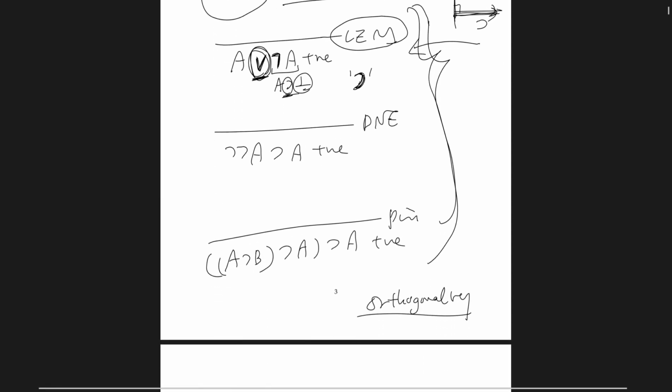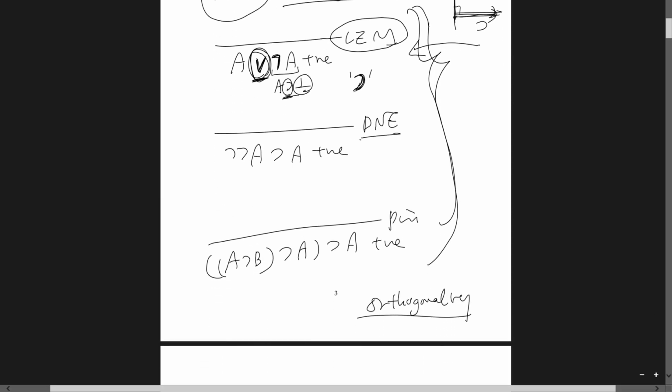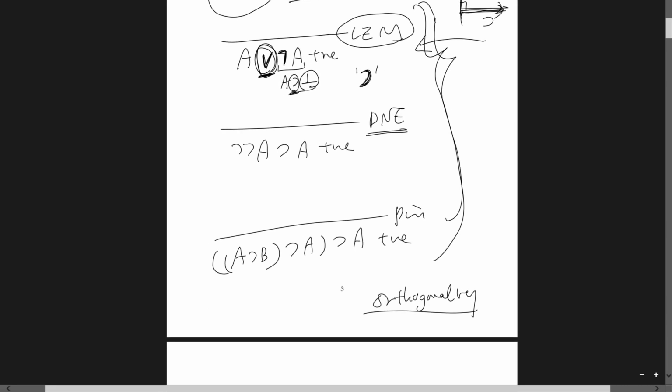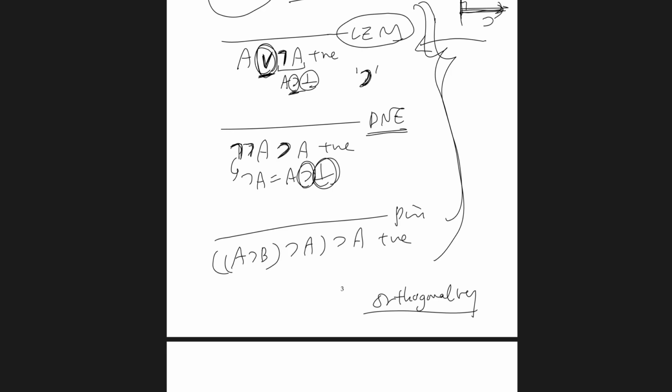And similarly, in the case of double negation elimination, we have this negation and implication. And if you expand the negation A into A implies bottom, now the meaning of bottom and the meaning of implication are interdependent, interconnected with each other.